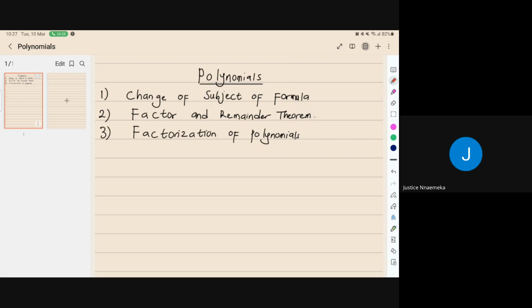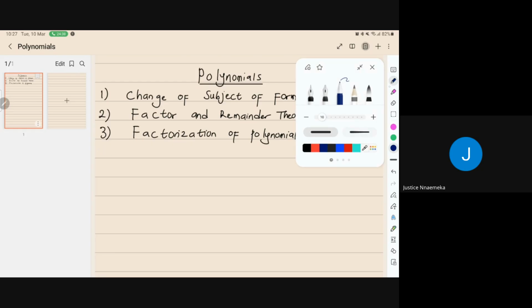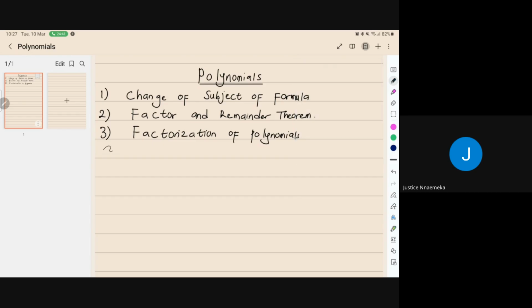Now the next one that you should look at, we also look at multiplication and division of polynomials, right? Multiplication and division of polynomials. So these are key things you should learn under your polynomials. Then the next one is you also look at the roots of polynomials, how to get the roots.